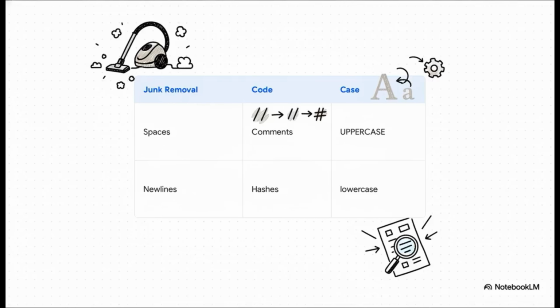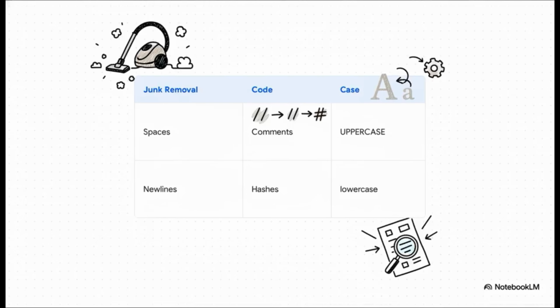Let's break down how this works. Functionally, it acts as a highly customizable scrubber, and it's divided into three main workflows. First up, junk removal. This gives you the power to collapse extra spaces, trim lines, or even strip out all numbers and dates with just a single click. Then, for the developers out there, the code and AI cleanup is an absolute lifesaver. It automatically removes common programming comments like double slashes or hashes. And finally, case transform. It can instantly convert a messy block of text into perfectly clean uppercase, lowercase, or title case.